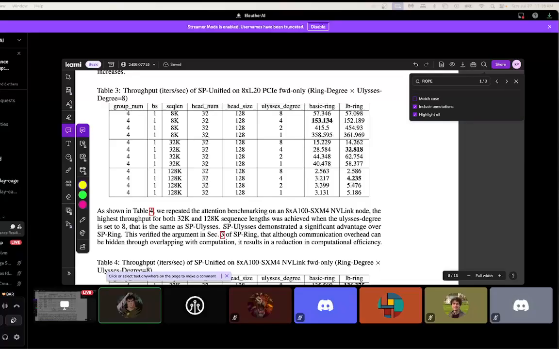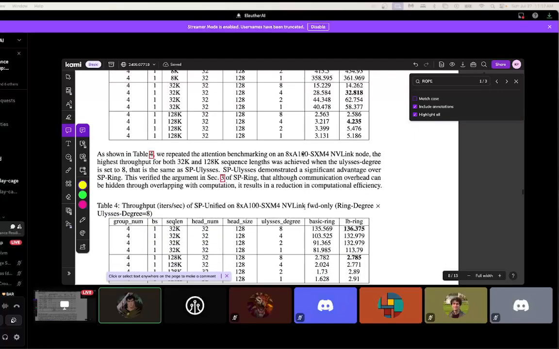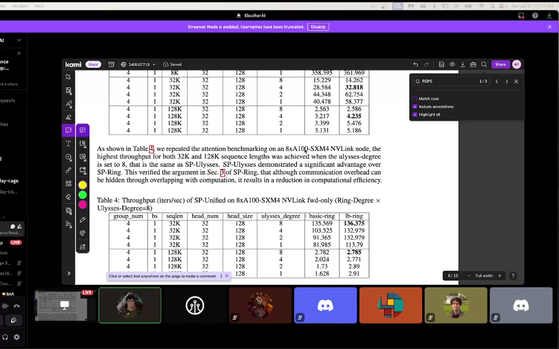I was trying to derive a formula of this ring to Ulysses ratio. I haven't derived it fully yet, but from where I got to, I can see that it is proportional to the compute to ICI ratio. So if you have faster compute in relation to communication, and given that activation memory already is a problem, then you would want to favor ring degree over USP degree. That is my point. I don't know if anyone has any opinion on that.